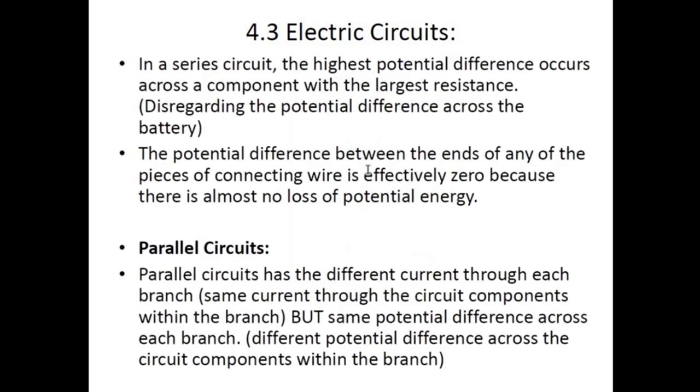Circuits can be connected in parallel as well. In parallel circuits, the current is different throughout all the components, but the potential difference remains the same because the current now has different paths to choose from. Why is the potential difference the same? Because of different potential differences across the circuit components within the branch.